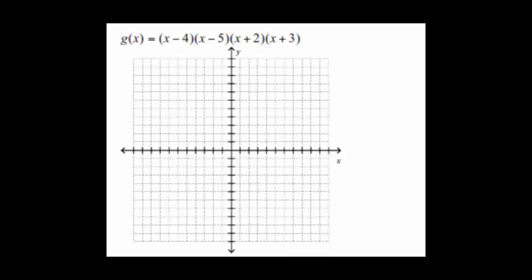I'm going to talk about how we can graph polynomials. So the first thing we want to do is figure out the degree. So we add up the number of x's because it's in factored form. 1, 2, 3, 4. So we have a 4th degree, so it's even degree.